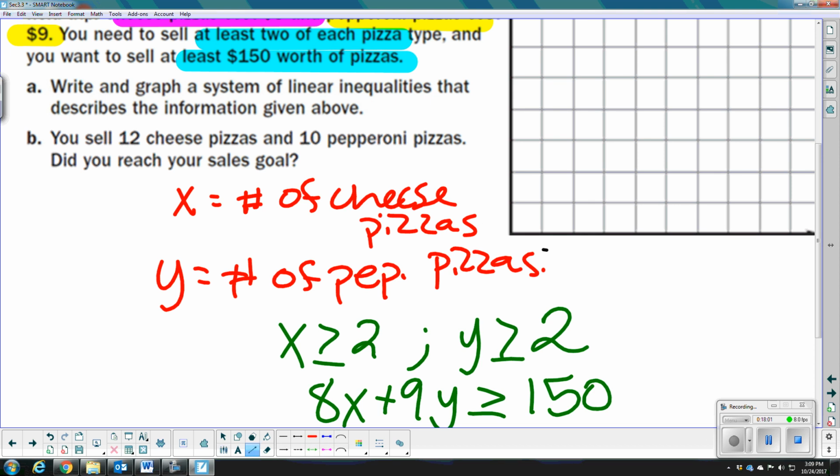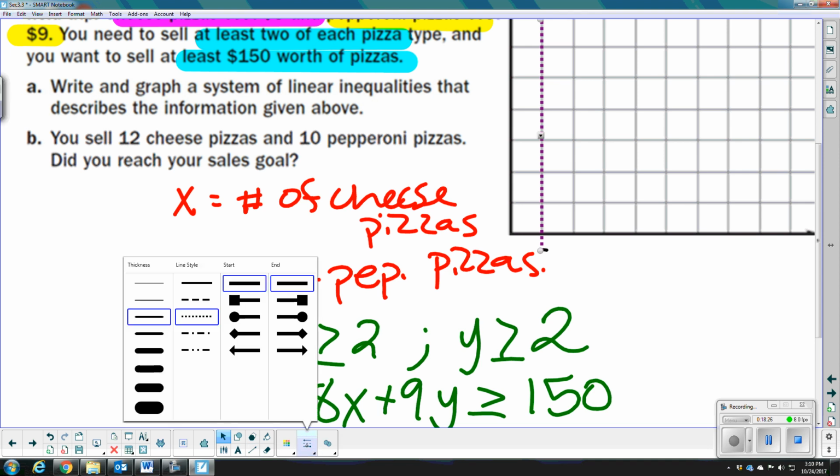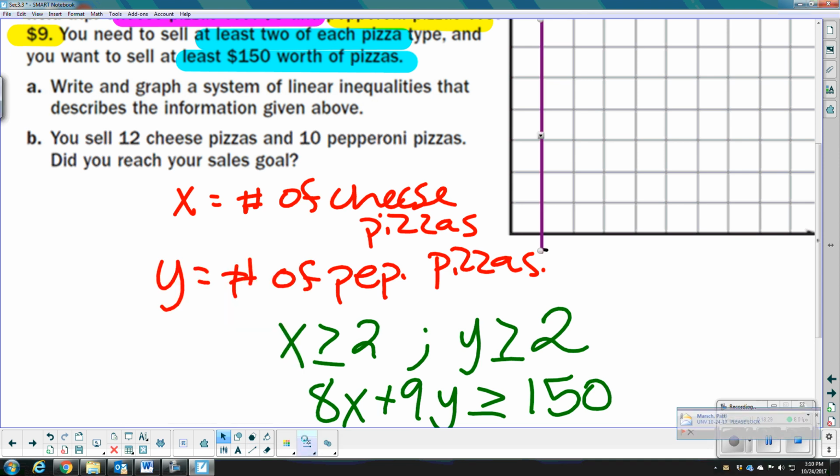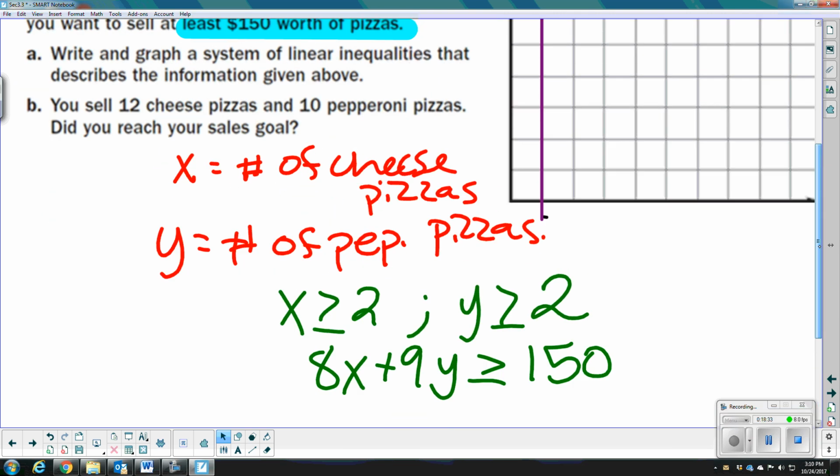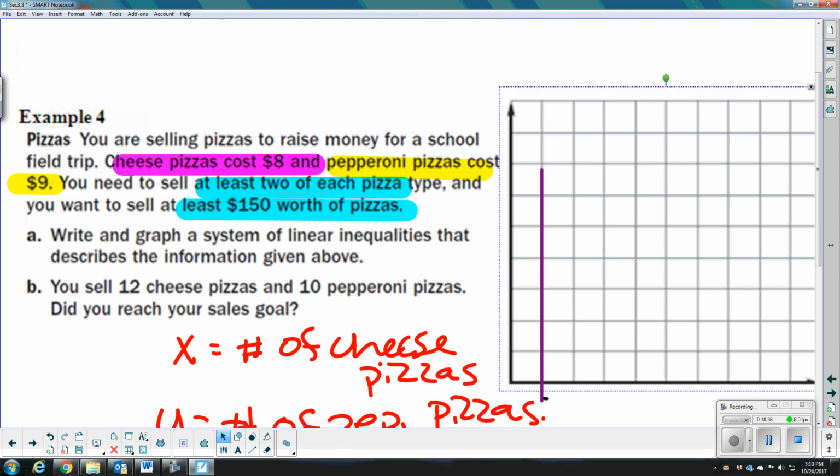So I used a scale of 2 on this grid because that's what works for this data set. Depending on the data set you have, you might have to use different scales, but this one works if you use 2. So the first inequality, x is greater than or equal to 2. So here, and actually this should be a solid line. So here are all the values where x is greater than or equal to 2.